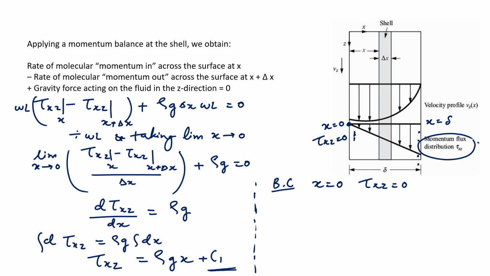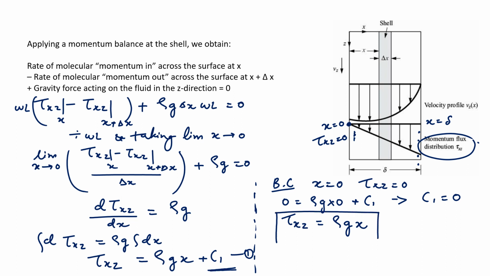Putting these values in equation 1, I get 0 equals to rho g into 0 plus c1, which gives me the value of c1 equals to 0. Putting this c1 equals to 0 in equation 1, what I get, tau xz equals to rho g x. Now this is my equation for the next slide.